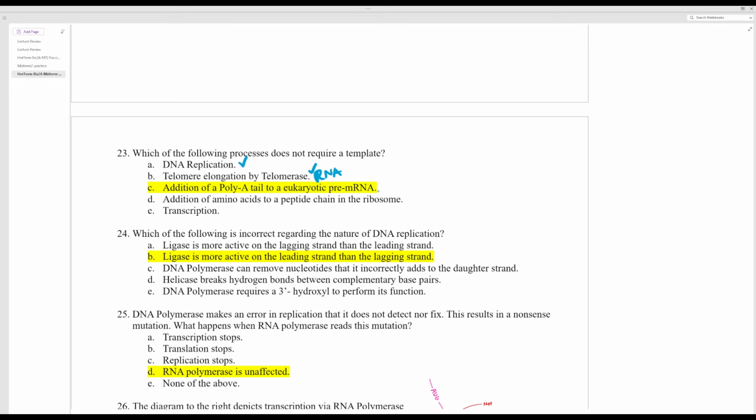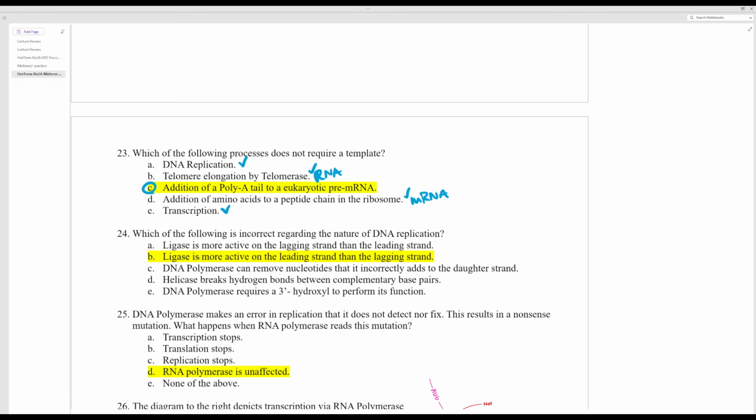But if we didn't know that, we do know that the addition of amino acids to a peptide chain in the ribosome does require a template, aka the mRNA. So it does require a template, and transcription does require a template. In fact, we call the strand that we read the template strand.